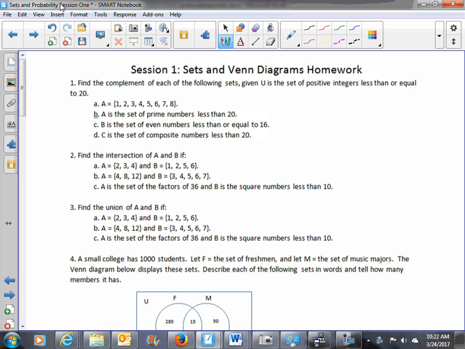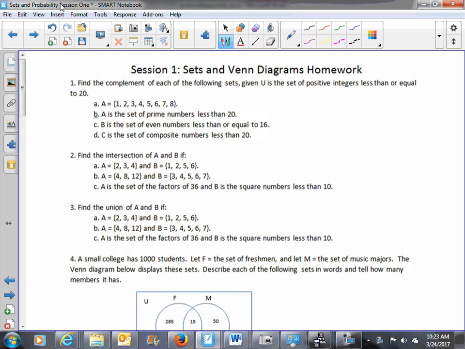This is a video to explain the solutions to the problem sets on session 1. Question 1, find the complement of each set. Each of the following sets given the universal set is the set of positive integers less than or equal to 20. Okay, so we need complements.